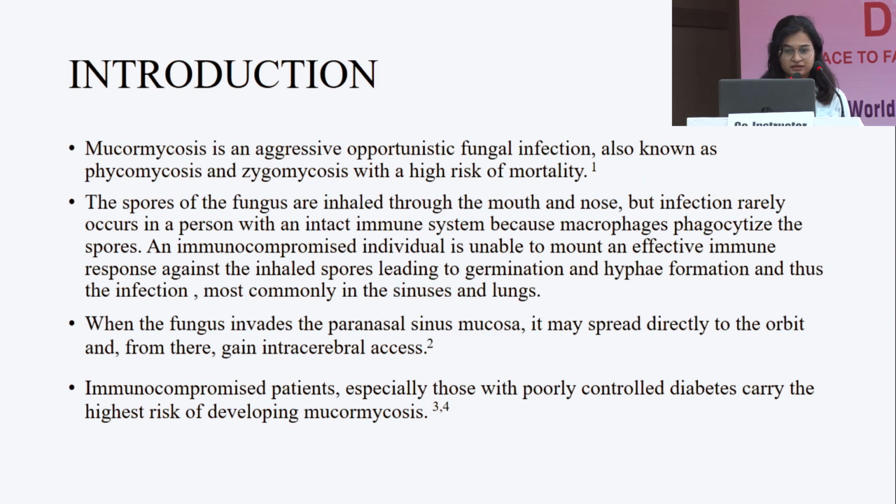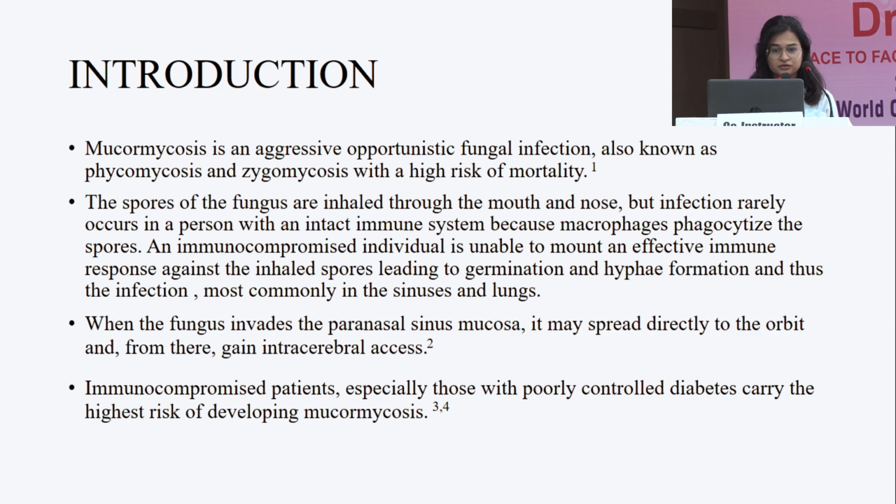Mucormycosis is an aggressive opportunistic fungal infection, also known as phycomycosis or zygomycosis, with a high risk of mortality. The spores of the fungus are inhaled through the mouth and nose, but infection rarely occurs in a person with an intact immune system because macrophages phagocytize the spores. An immunocompromised individual is unable to mount an effective immune response against the inhaled spores, leading to germination and hyphae formation. Thus, the infection occurs most commonly in the sinuses and lungs.